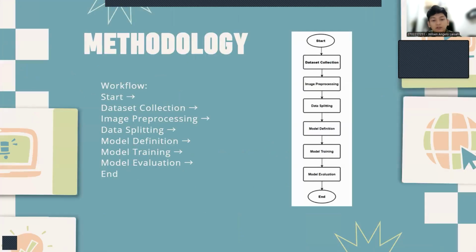Okay, here's the workflow of the methodology used in this research, which we'll explain in the next few slides. The process starts with data collection, followed by pre-processing, data splitting, model definition, training, and finally the model evaluation to measure the performance.